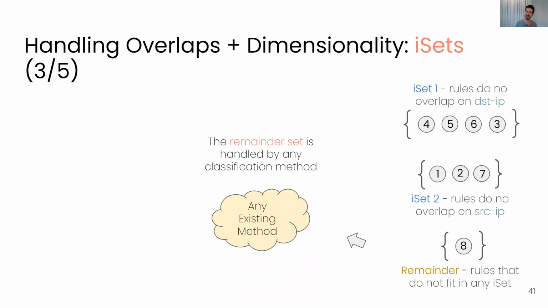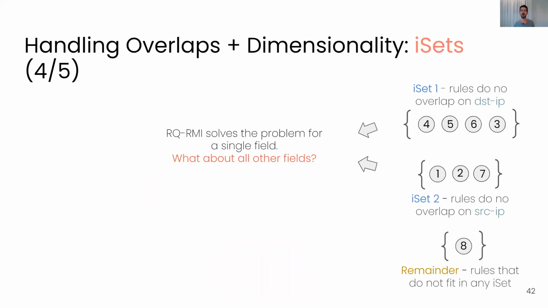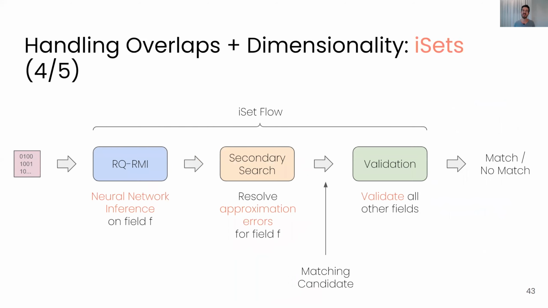Going back to the I-sets, we now know that RQRMI matches a rule on a single field, which is the field of the I-set. What about all other fields? So the key concept here is, once an I-set results with a matching candidate, we know for sure that all other rules within the I-set cannot possibly match the packet. The only thing we need is to validate that the candidate matches all other fields as well.